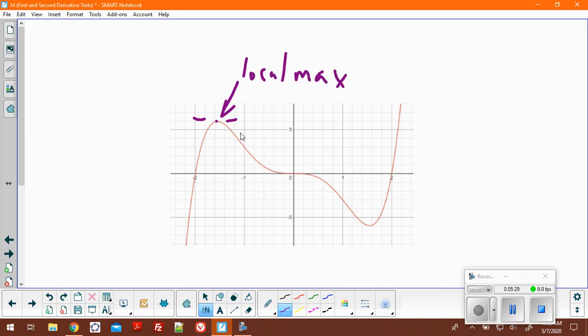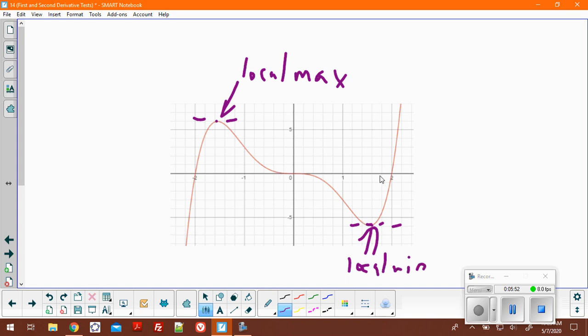Okay, there's a peak in this region of the function, but it's not the highest point on the graph, right? Because the graph keeps going off this way. So it's not the absolute max, but it is a local max. It's the highest point in an area. Okay, on the other side, this is a local minimum. It's the lowest point, kind of in its neighborhood there.